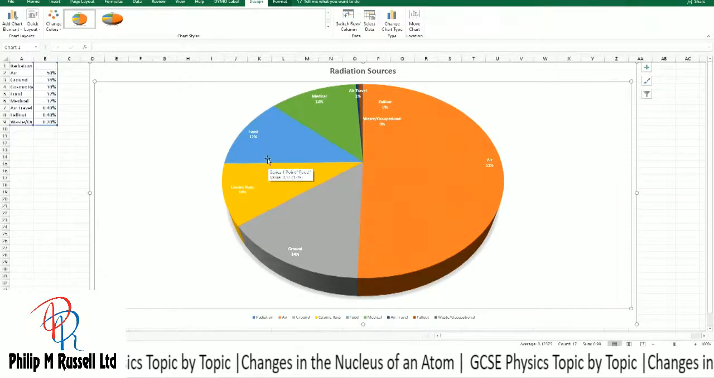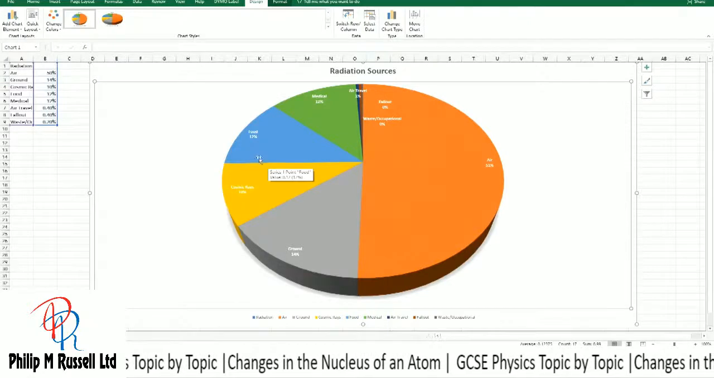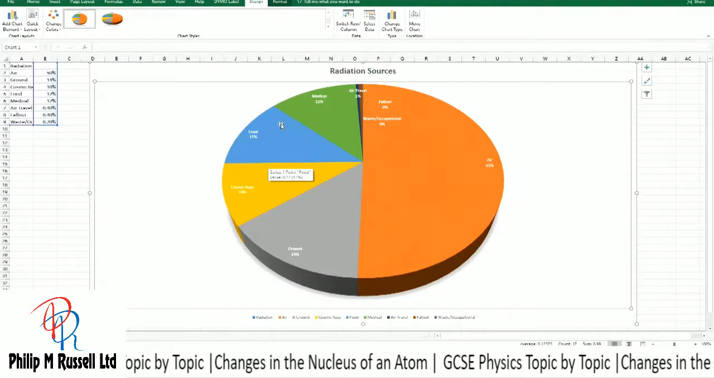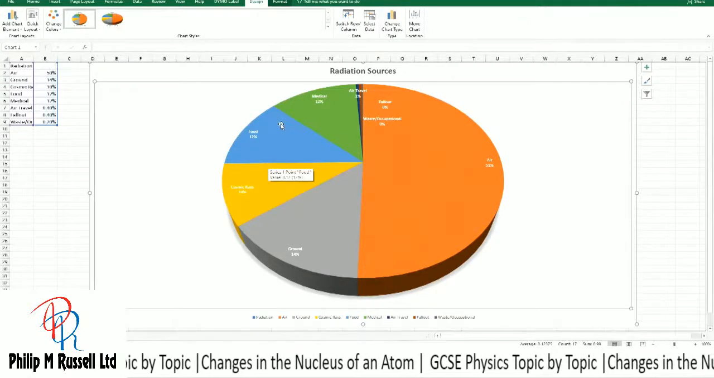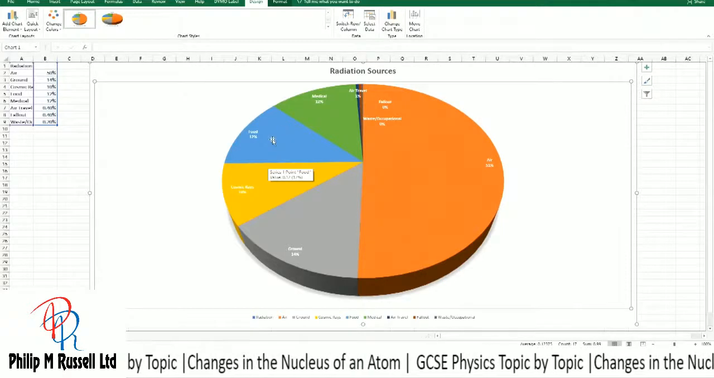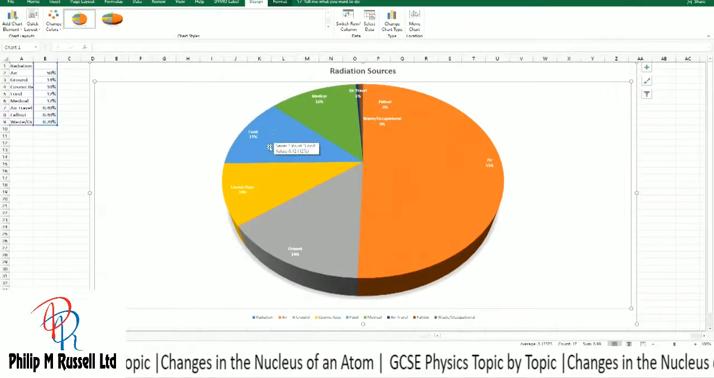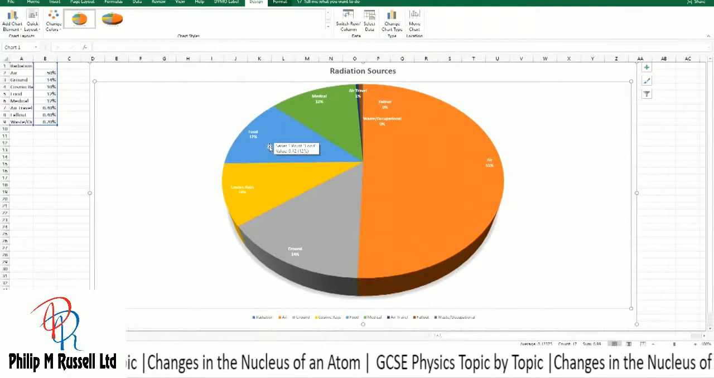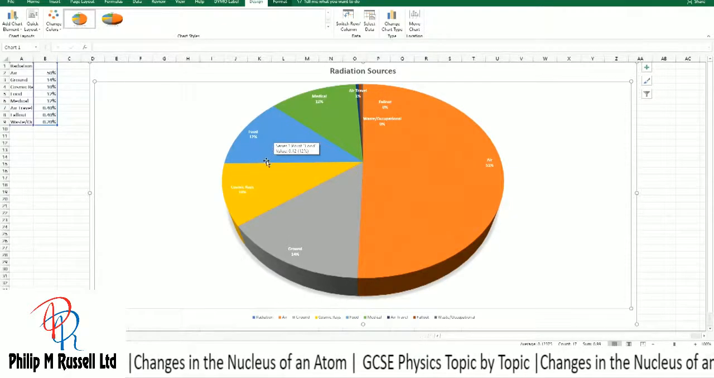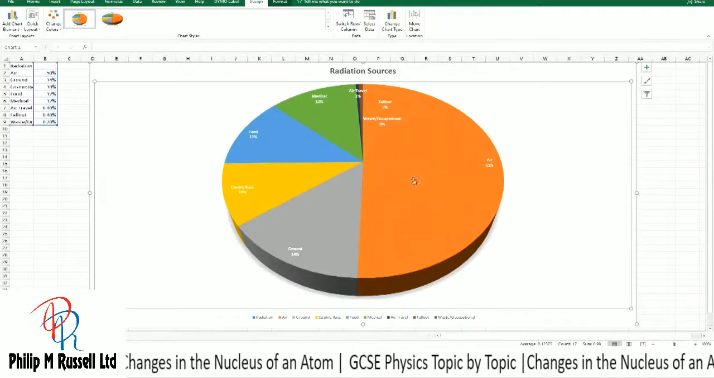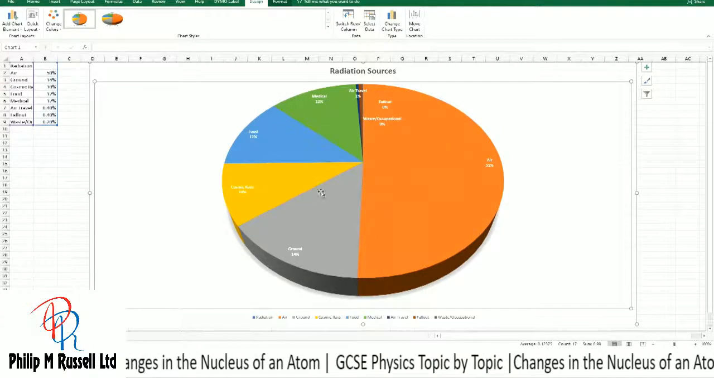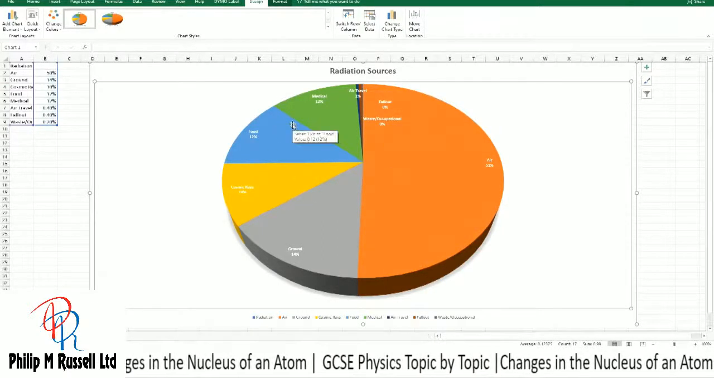Some of the radiation is picked up in plants. Those plants transfer it to animals, and we eat the plants, we eat the animals. So it's in the food that we eat, and it doesn't matter if you want to be vegan or vegetarian, you're still going to bring in about that amount of radiation.